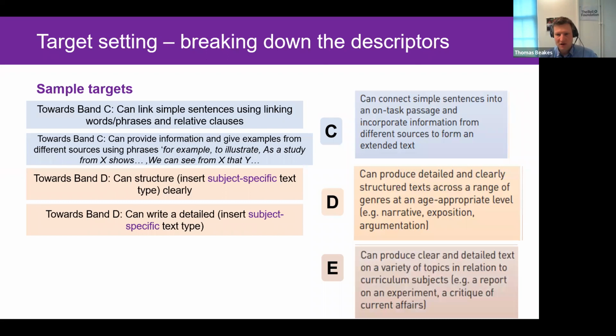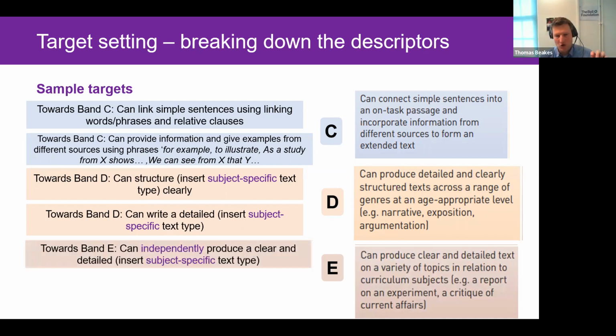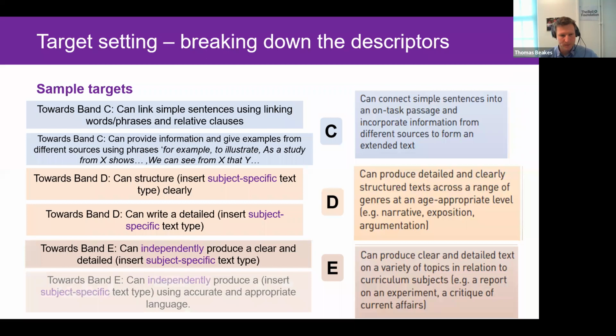And then likewise at band E, again, the way to make these targets more specific is to relate them to both the subject specific area and the fact that students can operate independently. So towards band E, we want them to independently produce a clear and detailed X, Y, or Z, whatever it is, the text type that we want them to produce, whether it's an exam answer or a written report, a piece of creative writing, whatever it might be. And again, we can focus here on accuracy and nuance and using the appropriate language as well. So independently producing an X, Y, and Z, but at band E we're looking at accurate and appropriate language. It's the right register. They've used words with the right correct meaning and sense and so on.